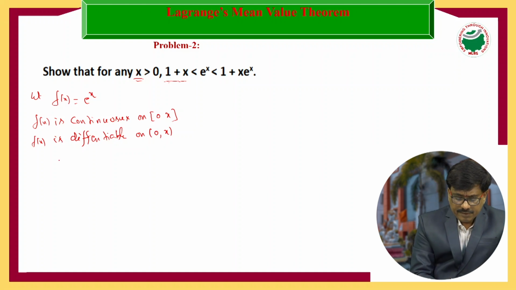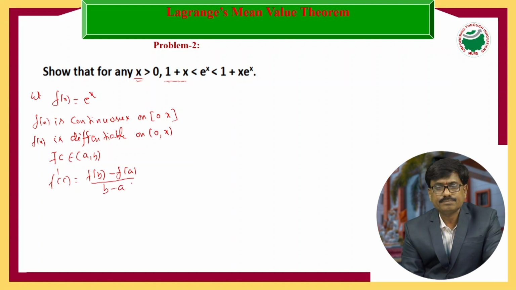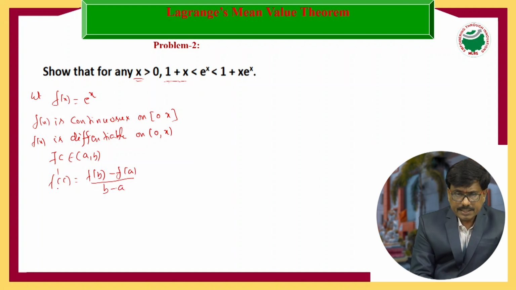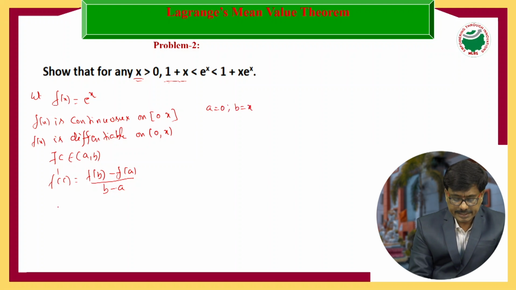Let us assume there exists a point c in the open interval a comma b. Then what does Lagrange's condition say? f dash of c equal to f of b minus f of a, the whole divided by b minus a. We need to calculate f dash, f of b value, f of a value. Already b and a we know. What is a value now? A value is 0. What is b value? B value is x.